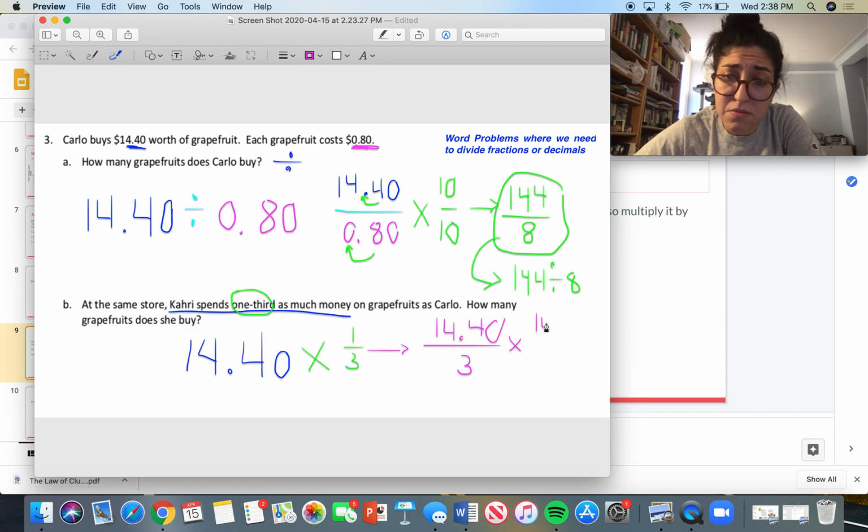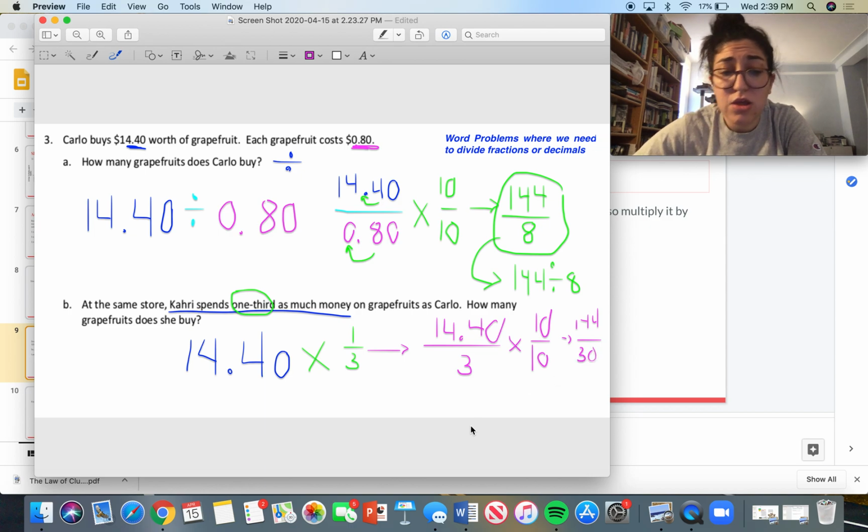And again, okay, I have a decimal here, but if I multiply it by 10, I'll again end up without a decimal. And I would end up multiplying, it would be 144 divided by 30.